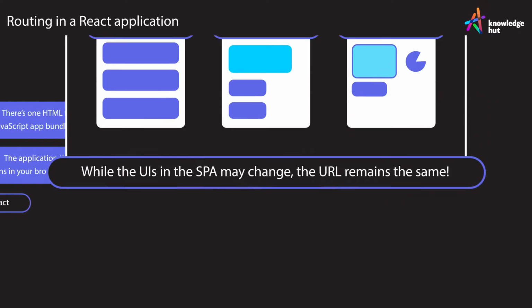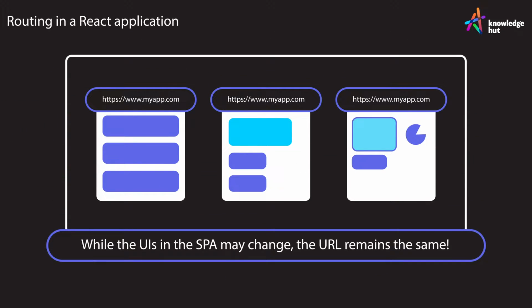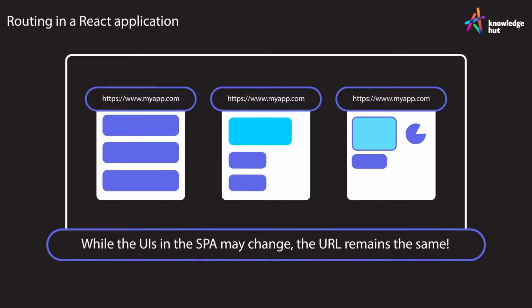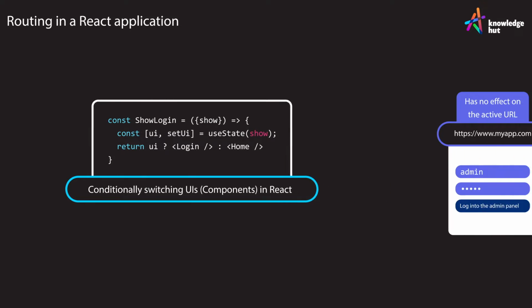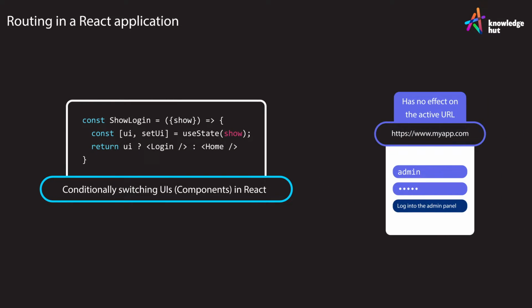In all of this, the URL in the browser's address bar does not change. Within your React app, in your components, you may switch UIs using conditional rendering using state or props based on user actions. But this has no effect on the URL in the browser. This means that if you wish to share access to a specific UI or section in your web application with a friend, you cannot really do so because there isn't a unique URL to share.